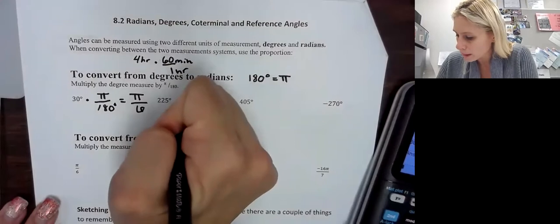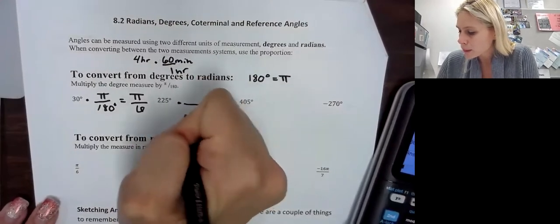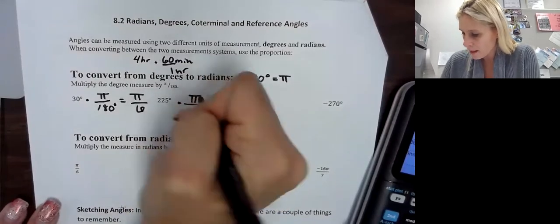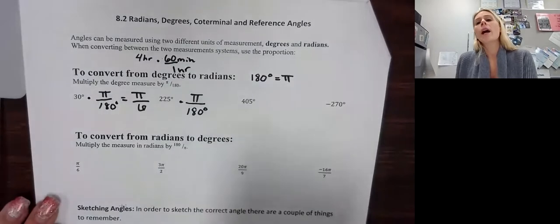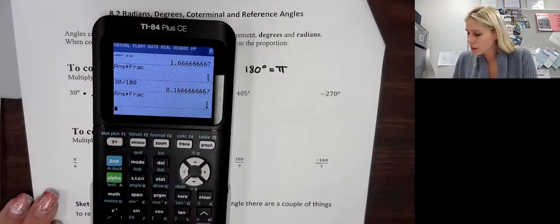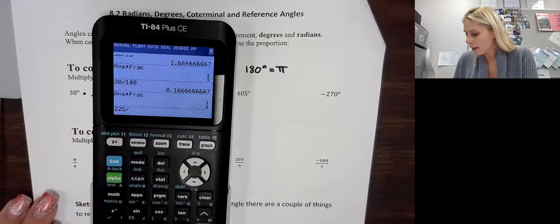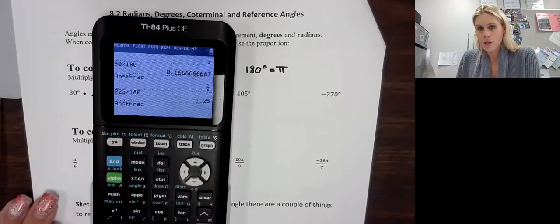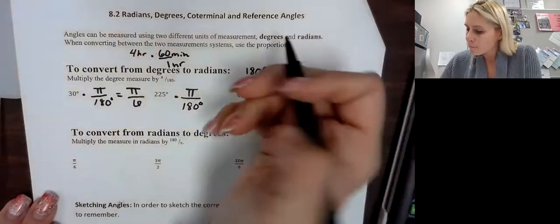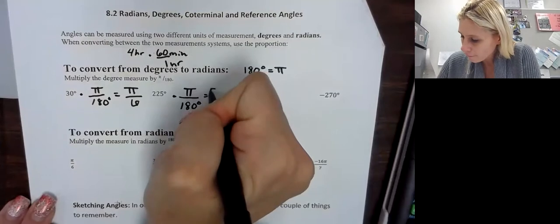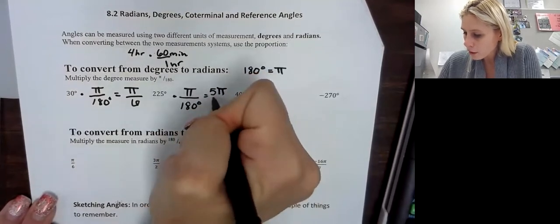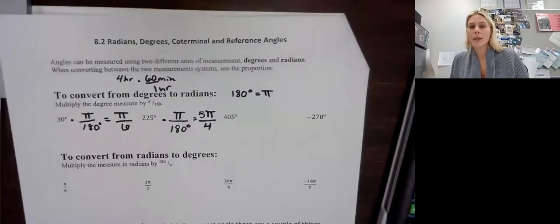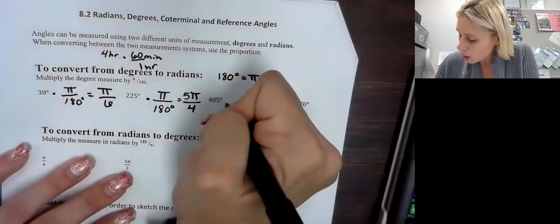Okay, so let's keep going. Again, we're dealing with degrees. So our degrees is in the denominator. Multiply straight across, we get 225 pi over 180, but we can reduce. So 225 divided by 180 equals, now I'm going to put it into a fraction, so math, enter, and get 5/4. So that means this is 5 pi over 4. Do you guys see how that pi is there, but I'm not using it when I put it into my calculator? Let's keep going.